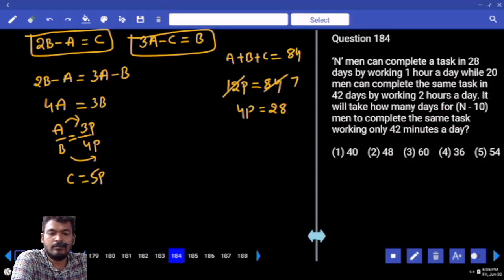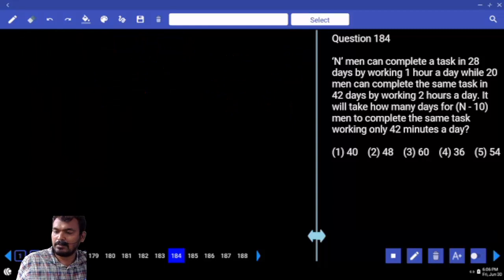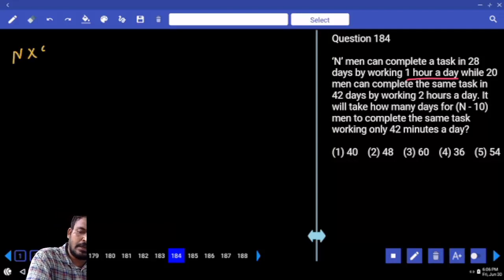Next question number 184. N men can complete a task in 28 days by working 1 hour a day, while 20 men can complete the same task in 42 days by working 2 hours a day. How many days will it take for n minus 10 men to complete the same task working only 42 minutes per day? First of all, n men complete the work in 28 days, working 1 hour per day. N persons, 28 days, 1 hour per day.